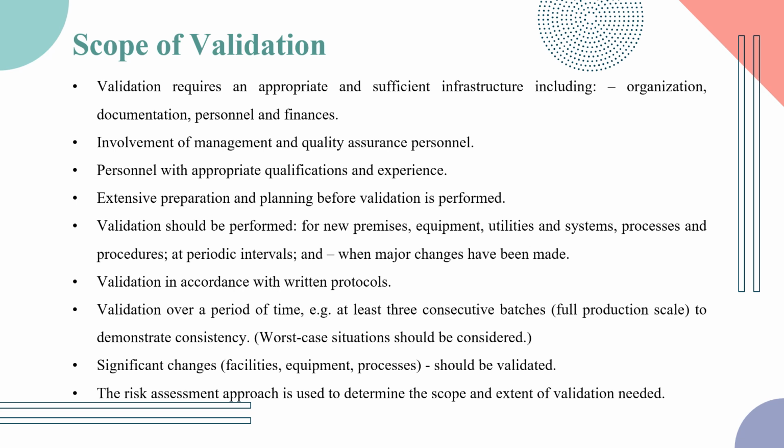Next, validation should be performed for new premises, equipment, utilities, systems, processes, and procedures, at periodic intervals and when major changes have been made. The validation should be in accordance with written procedures or protocols. Next, validation over a period of time, at least three consecutive batches, to demonstrate consistency. Next, significant changes should be validated if they arise. Next, a risk assessment approach is used to determine the scope and extent of validation needed.